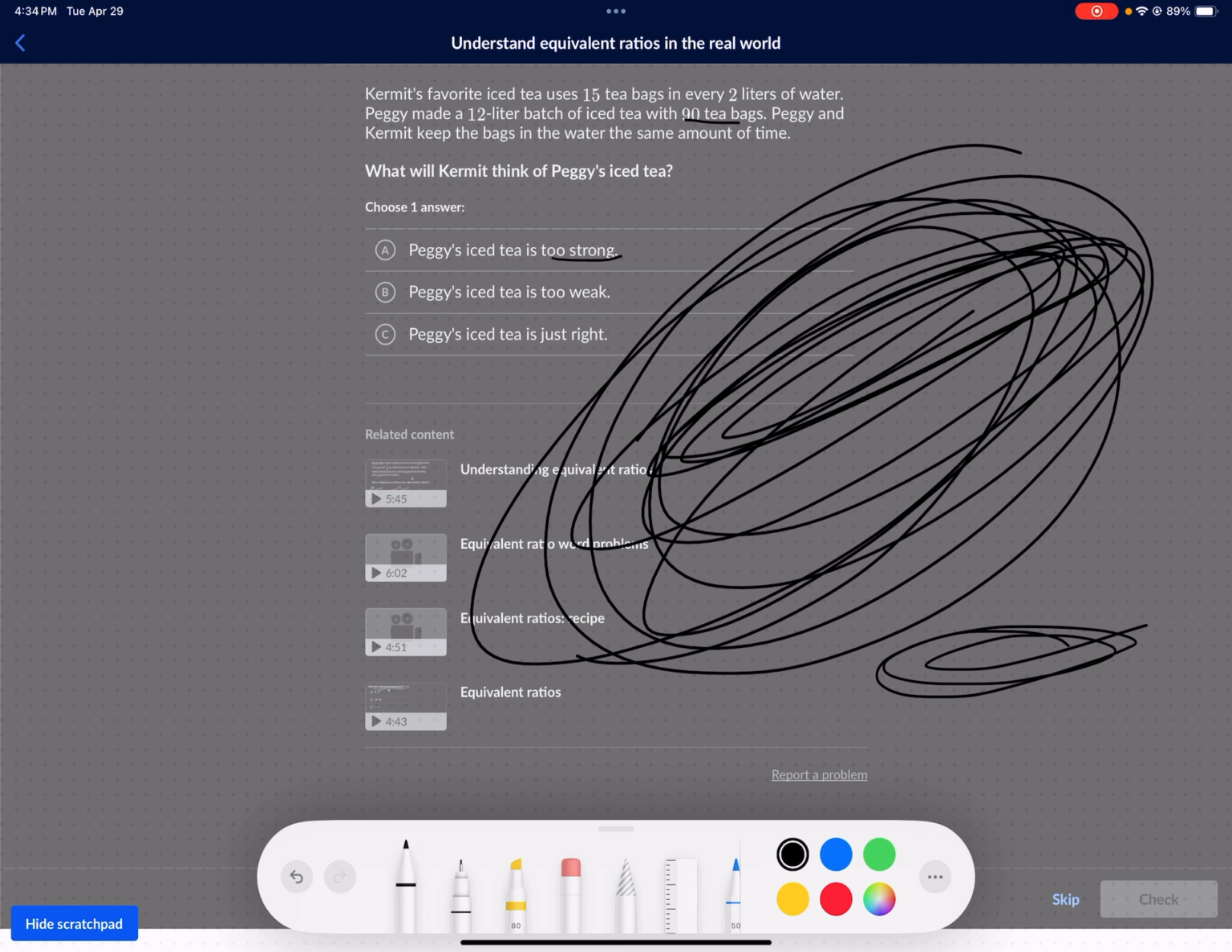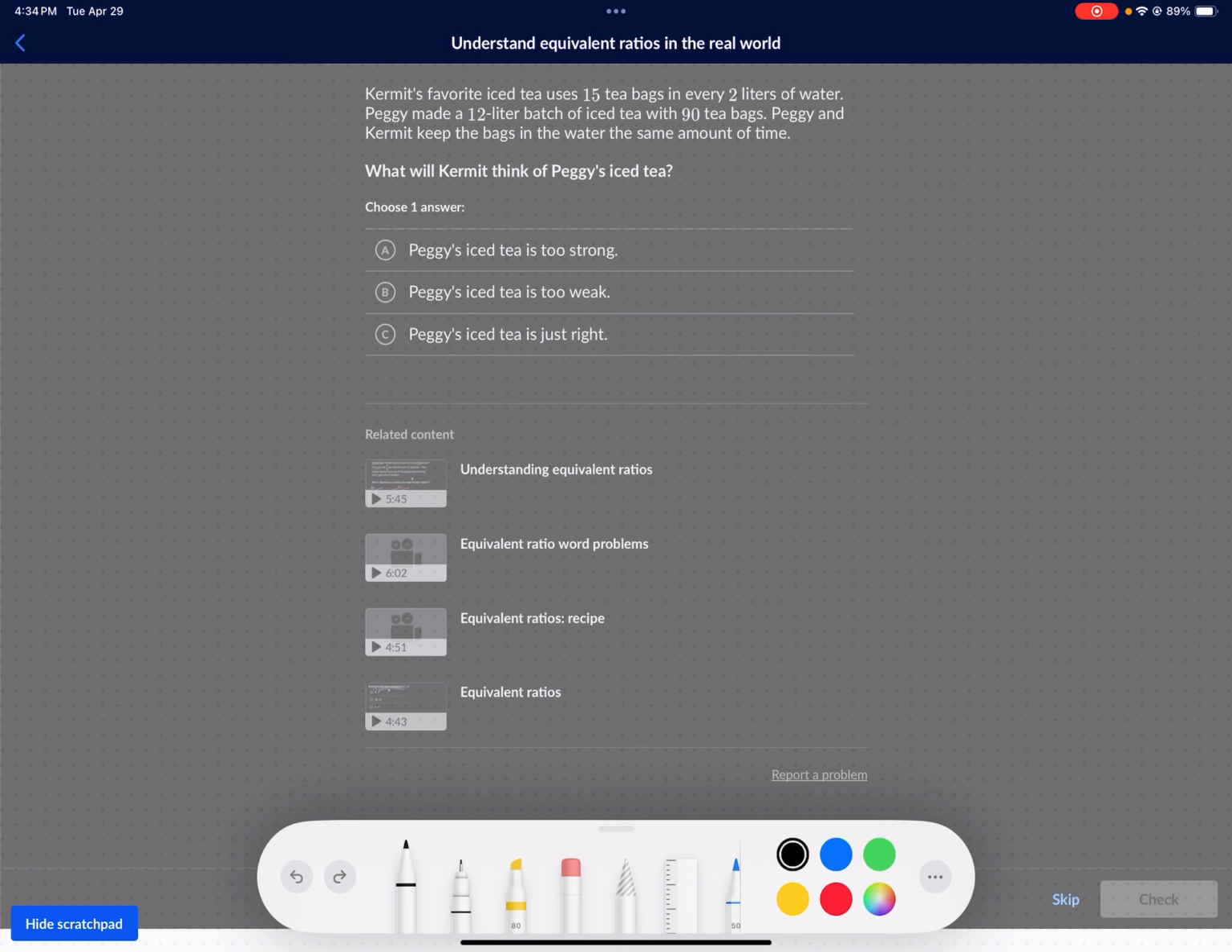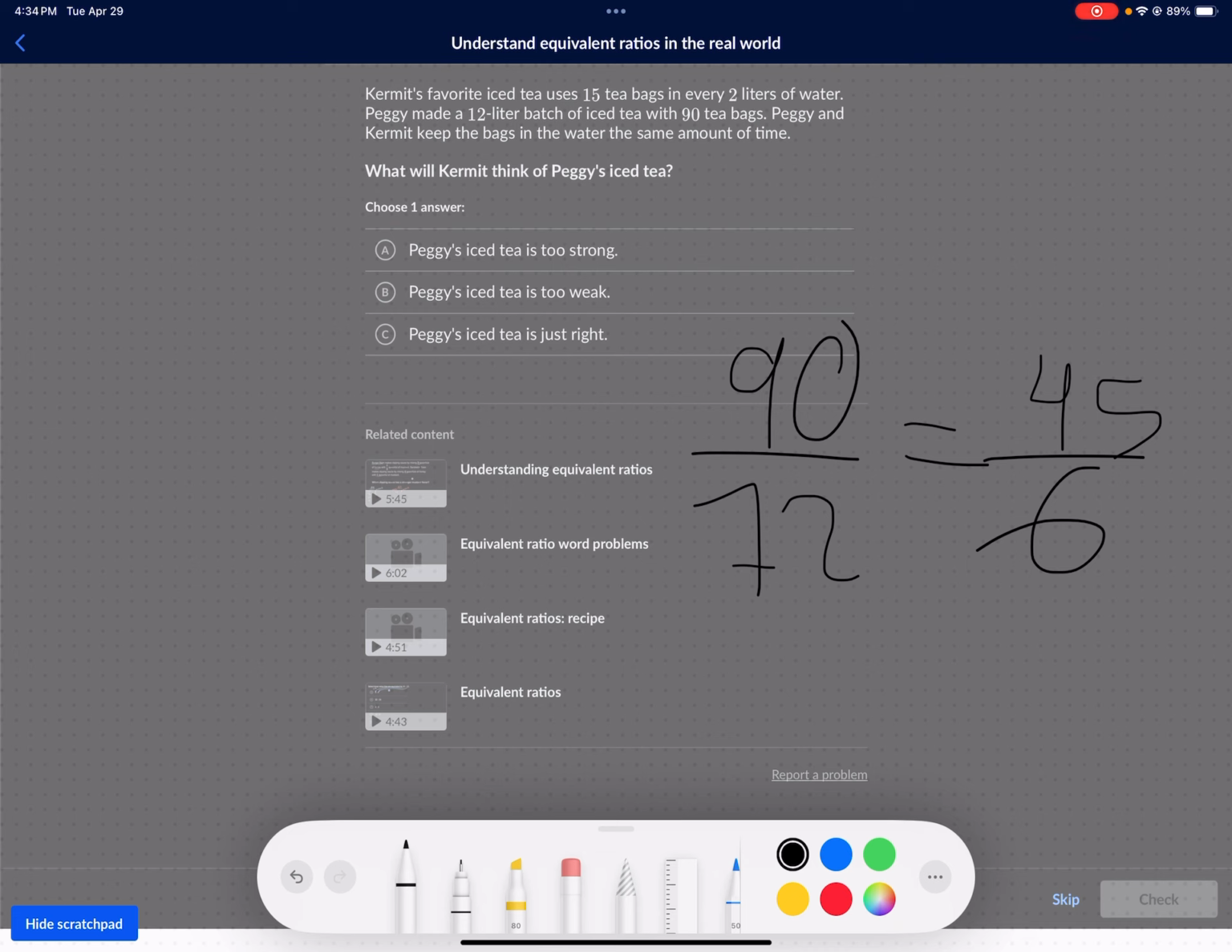I mean, for 90 tea bags, if we put that into a ratio and then simplify it, and then plug and chug all the numbers, it's going to be 45 bags for every 6 liters of water. So, although Kermit has less water, Peggy has way too many bags. So I think it's going to be A here.